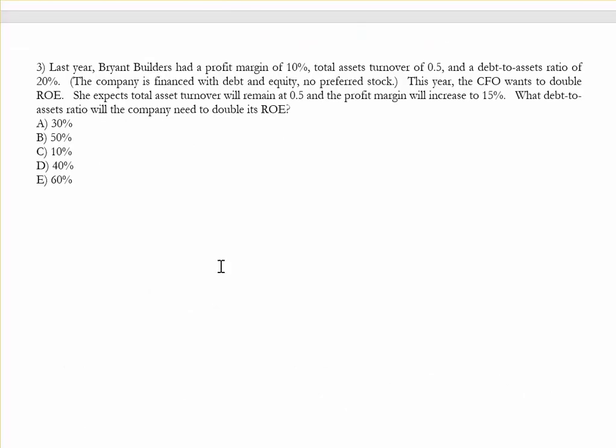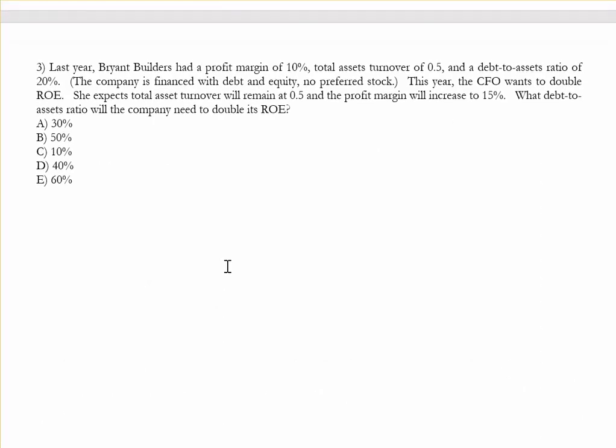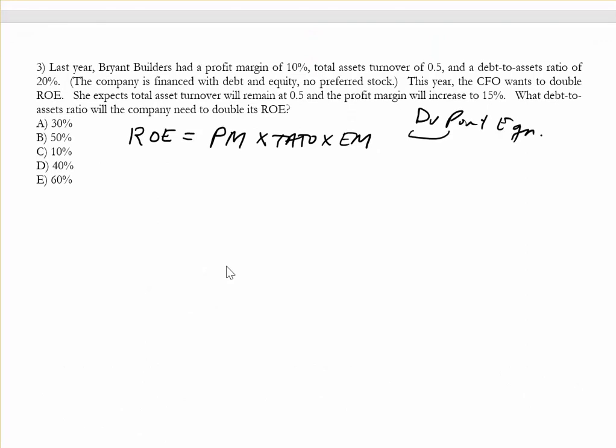This question is a DuPont equation problem, and let me use this moment as an opportunity to review what the DuPont equation says. The DuPont equation says that the return on equity is equal to the product of the profit margin, the total asset turnover, times the equity multiplier. So you need to know this DuPont equation, this identity.